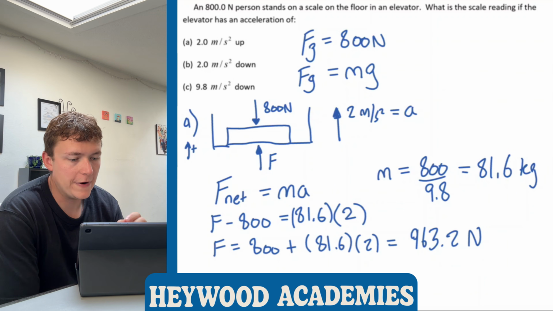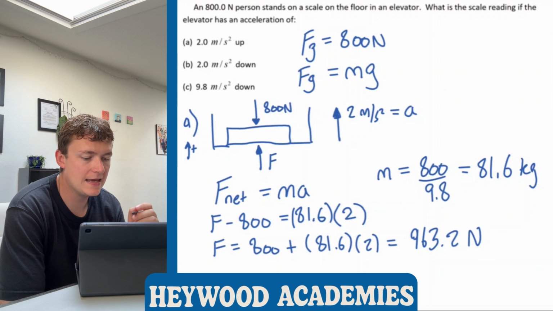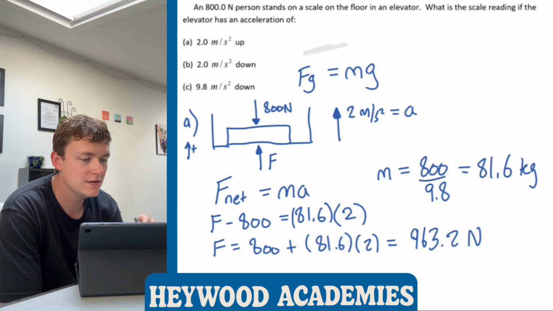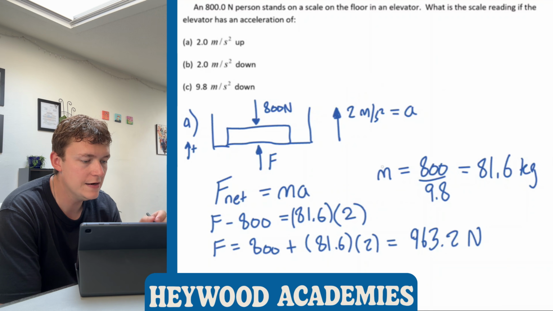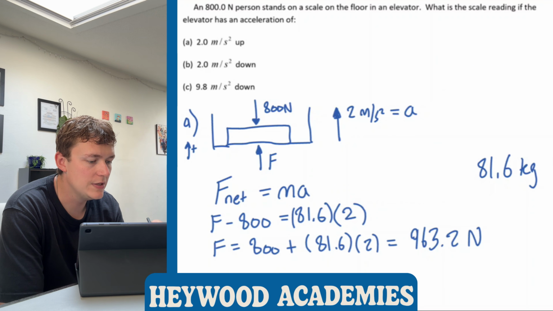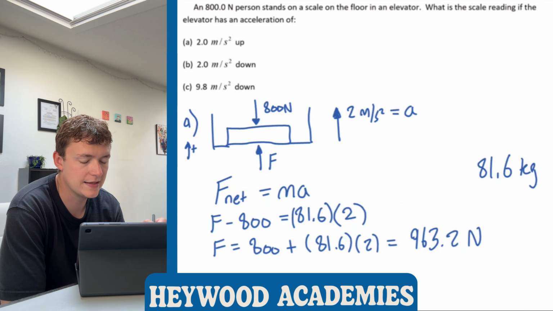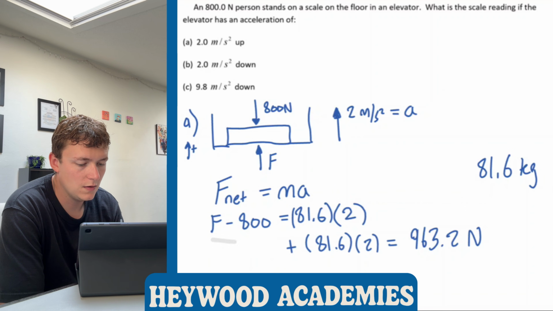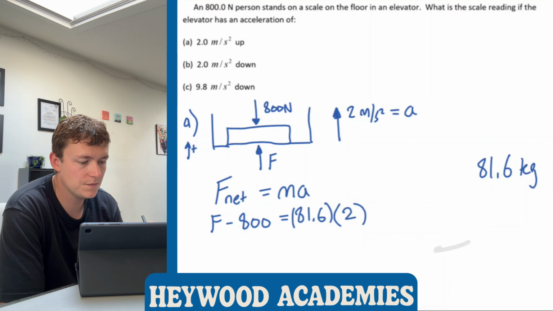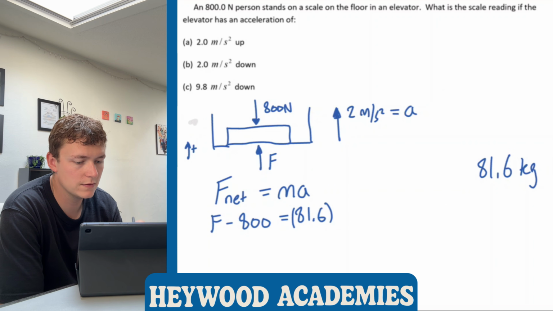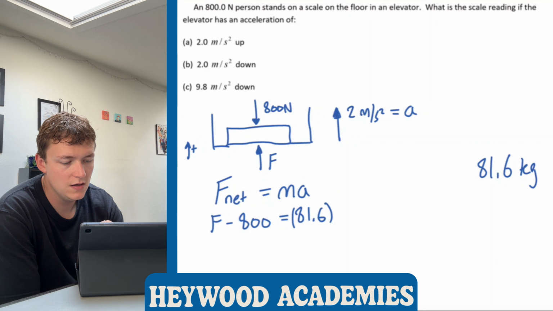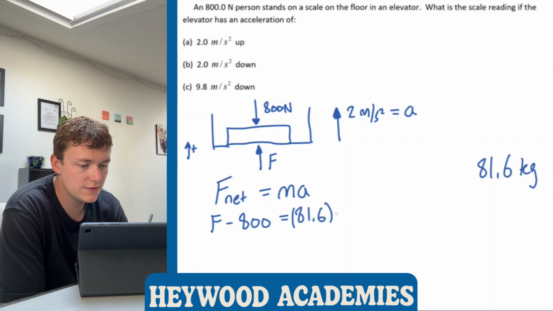So now there's a few different parts to this, B and C, and most of this is going to be exactly the same. There's just going to be a little bit that's different. So let's get rid of all these calculations here. The only thing we really need is that mass, 81.6. That's going to stay the same. All of this is going to stay the same, except for this last part here, because now it says that it's 2 meters per second squared going down.